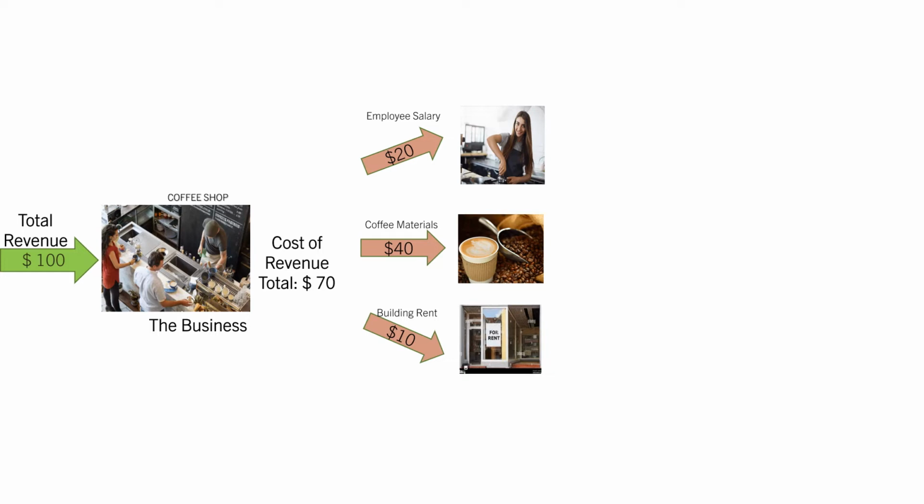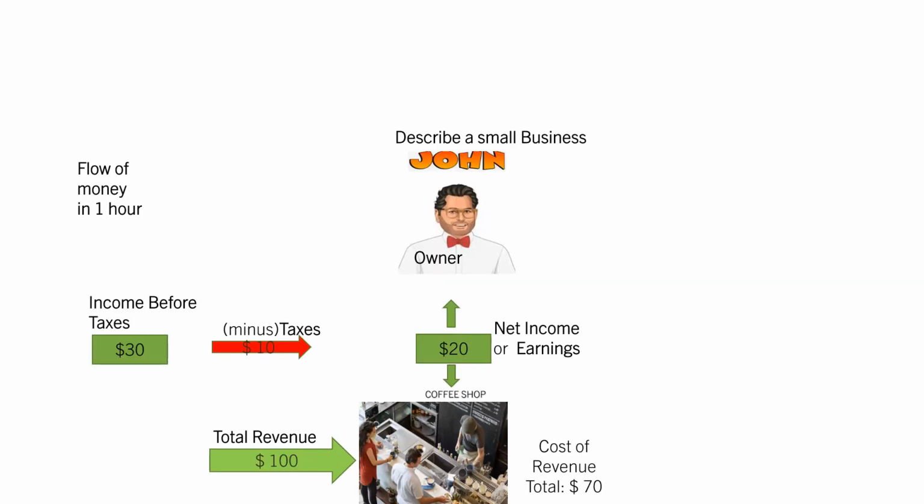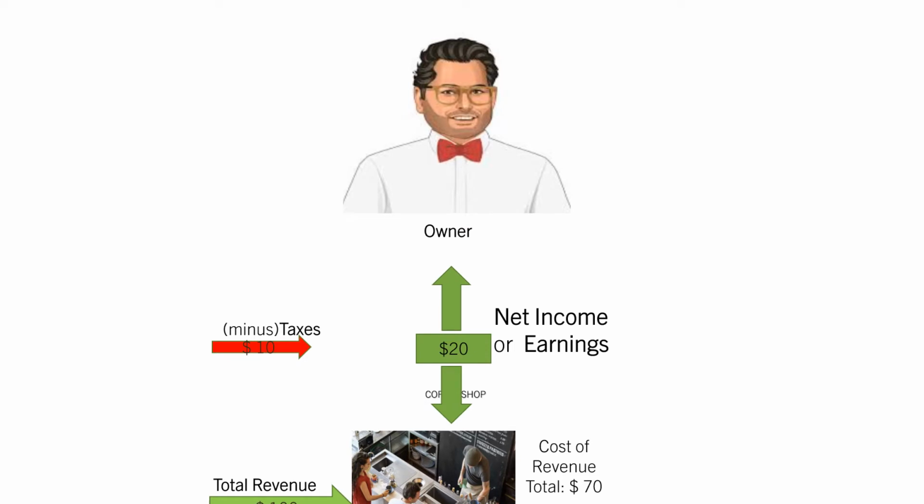So we add up all these numbers, it's called the cost of revenue. Okay, so we had the revenue which was $100, but the cost to get that revenue was $70 combined. When we took the 100 and we subtract the 70, we were left with $30. So that's the income before the taxes John's business made. $30 is the income before taxes. So let's just assume that we took $10 out for taxes, and that leaves us with $20 of net income. Net income or the earnings, the term is vitally important.